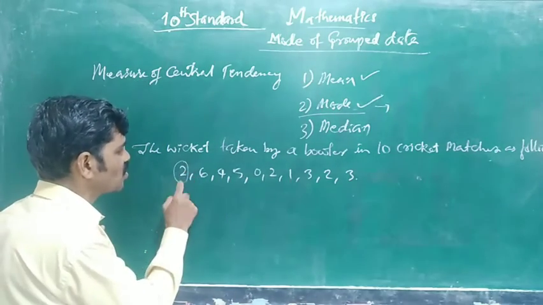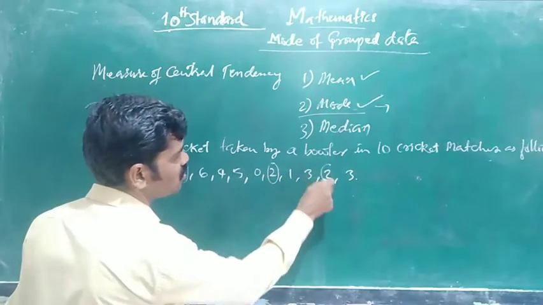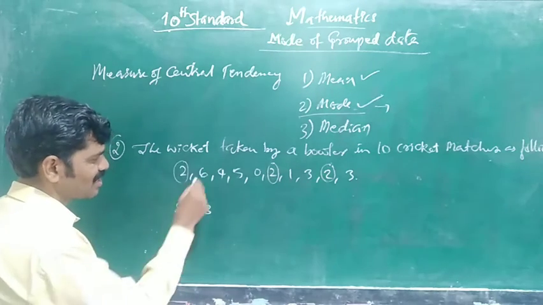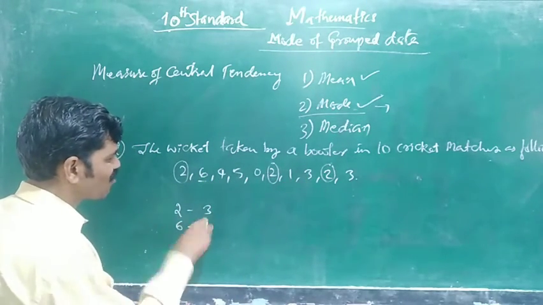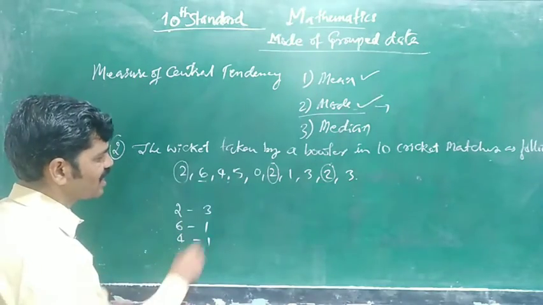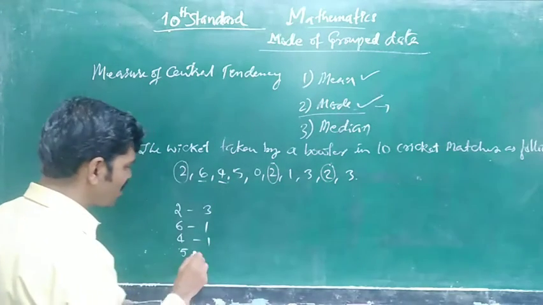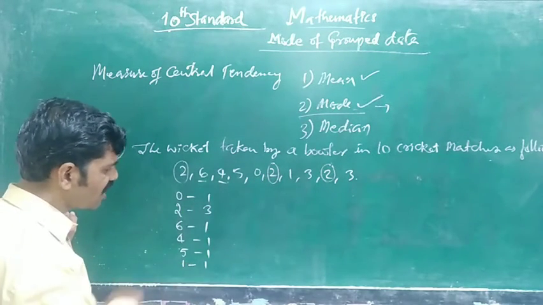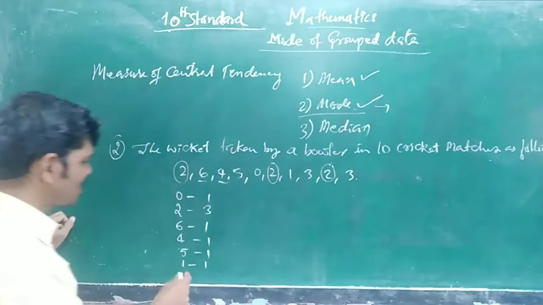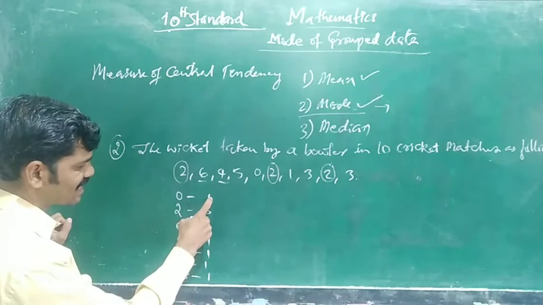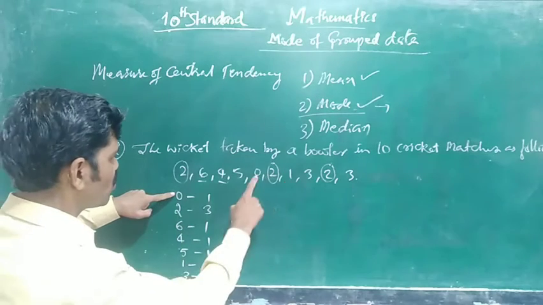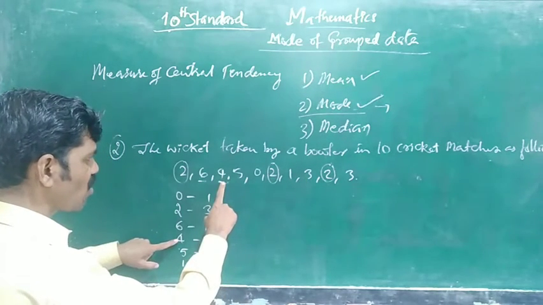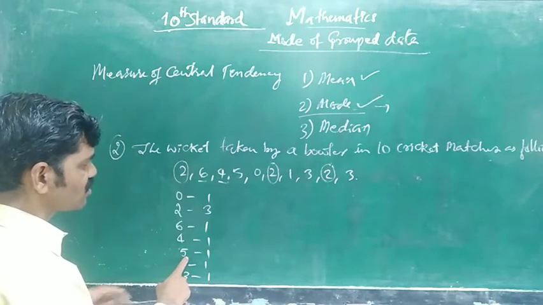See here, 2 repeated 3 times. 6 repeated 1 time. 4 repeated 1 time. 5 repeated 1 time. 0 repeated 1 time. 1 repeated 1 time. 3 repeated 2 times.